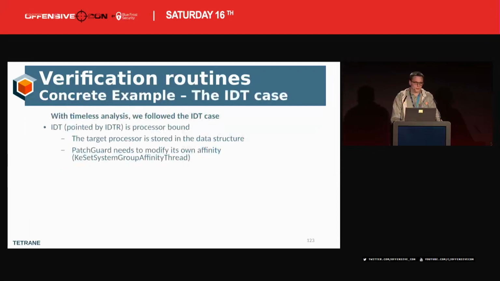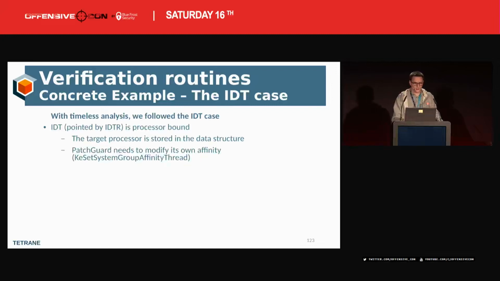We follow the IDT case. And basically, as I said before, the target processor is stored in the data structure. So the first thing it does is to change its own affinity so that it gets the same affinity as the one that has been used at initialization time. It will do so with KeSetSystemGroupAffinityThread.